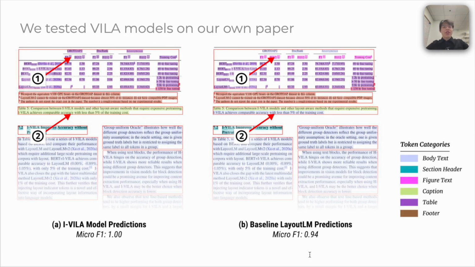Finally, we use VILA models to analyze our own paper. We show the predicted token categories in color boxes and present results from both IVILA and LLM models. The VILA models were able to get all the predictions correct, which is great, including the table header indicated by arrow 1 and the caption region indicated by arrow 2.